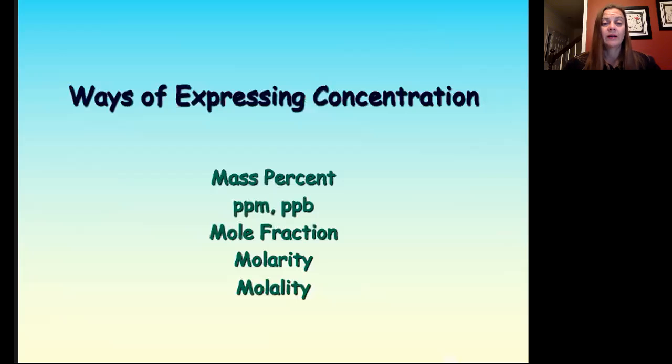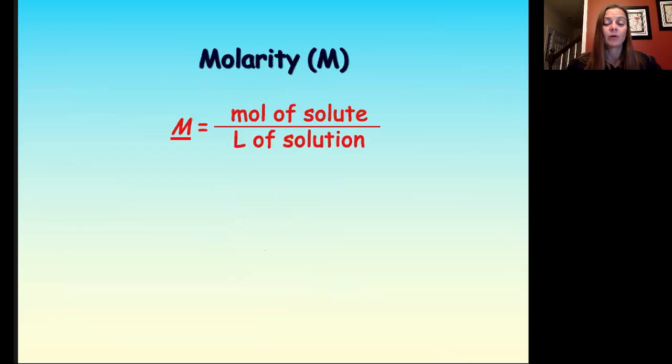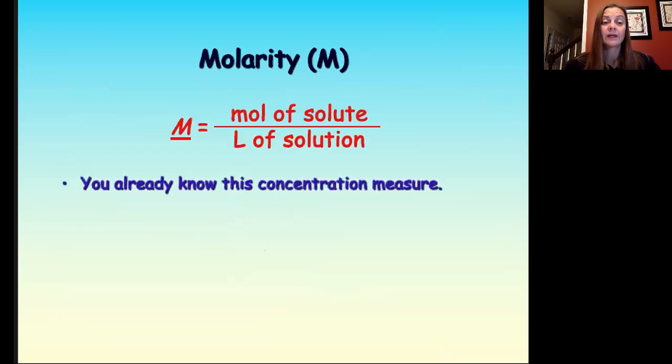Okay, so in Honors Chem, you guys learned a lot of different ways of expressing concentration. We learned mass percent, parts per million, parts per billion, parts per thousand. We've just learned mole fraction in AP Chem, molarity and molality. So let's talk about molarity. Just a quick reminder that molarity is the moles of solute per liter of solution. You learned this one in Honors Chem.